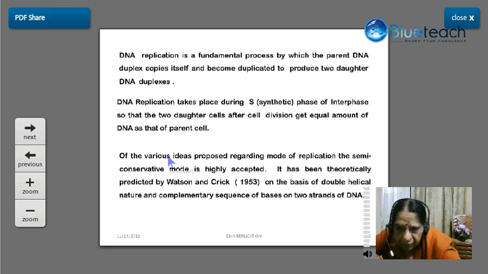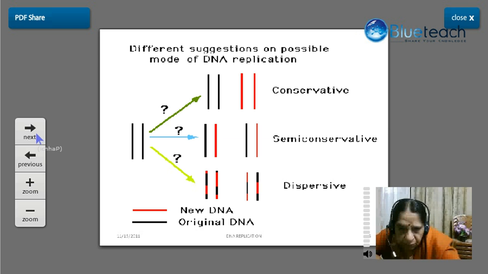Of the various ideas proposed regarding mode of replication, the semi-conservative mode is highly accepted. It has been theoretically predicted by Watson and Crick 1953 on the basis of double helical nature and complementary sequence of bases on two strands of DNA. This slide shows the three modes of replication. The second one, semi-conservative mode, is highly accepted.